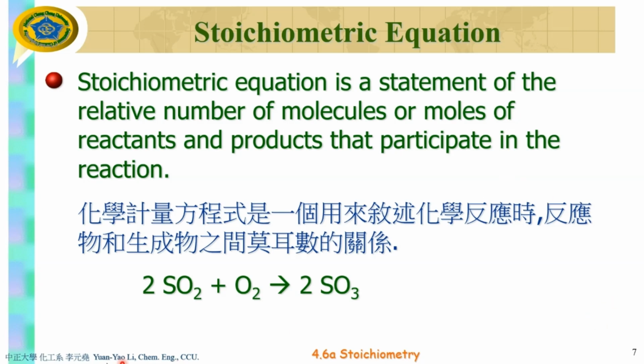This is what we call the stoichiometric equation.